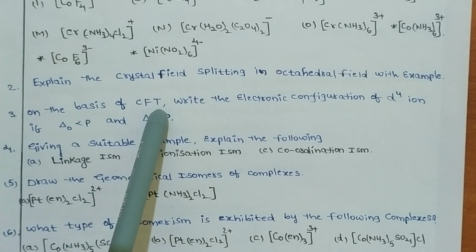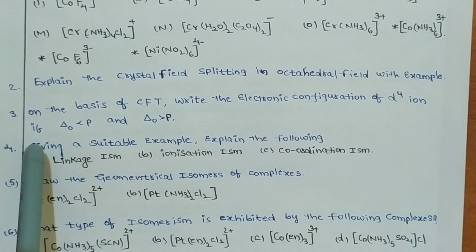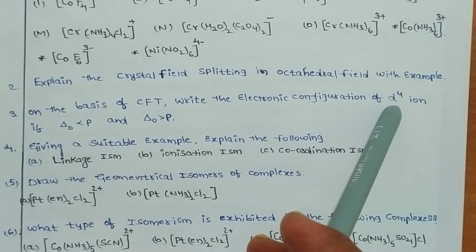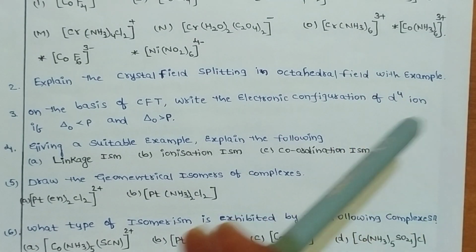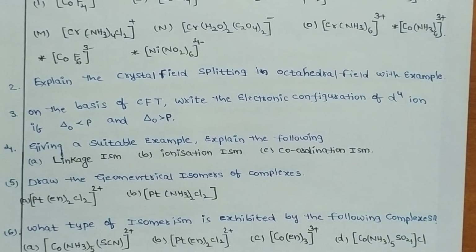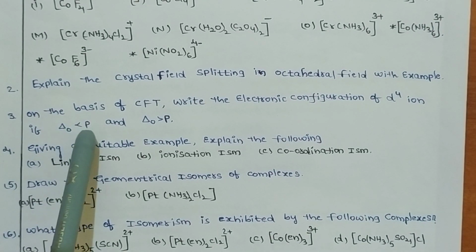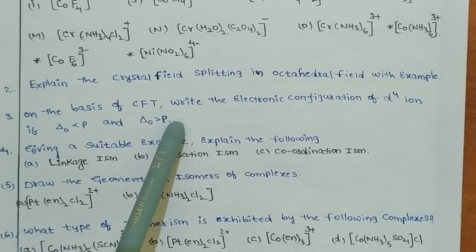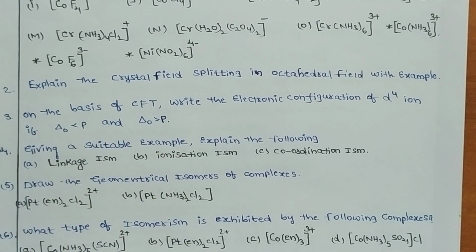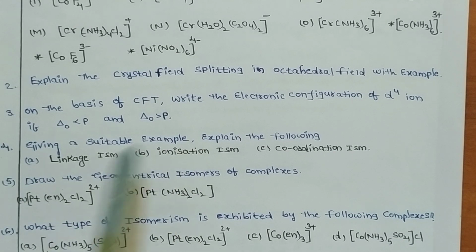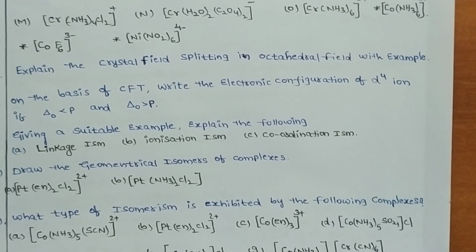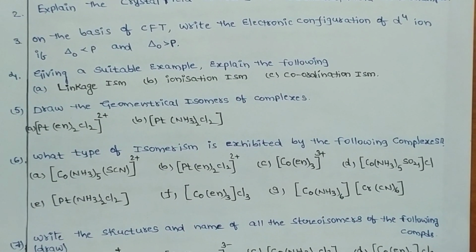Next, this model question: on the basis of crystal field theory, write the electronic configuration of a d4 ion. Instead of d4, they may ask d5 or d3, d2, any one, but mostly d4, d5 or d6. They may ask if the condition is delta naught is less than P, or delta naught is greater than P. That is, crystal field splitting is greater than pairing energy, or crystal field splitting is less than pairing energy. This question was asked in the last board exam also. So practice this question.